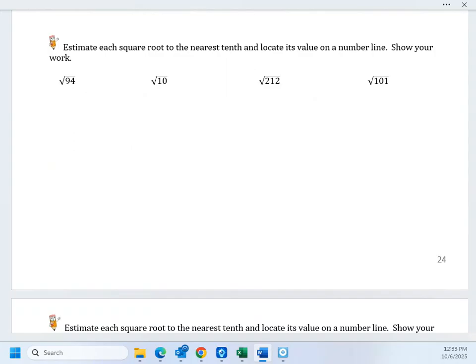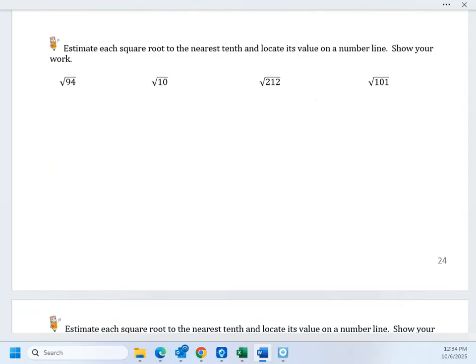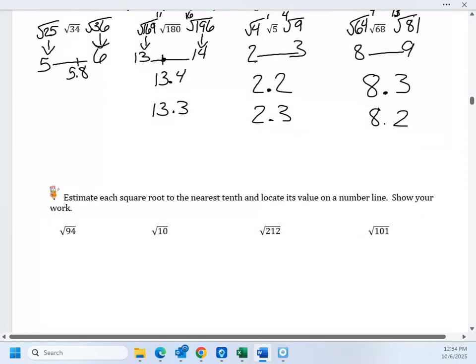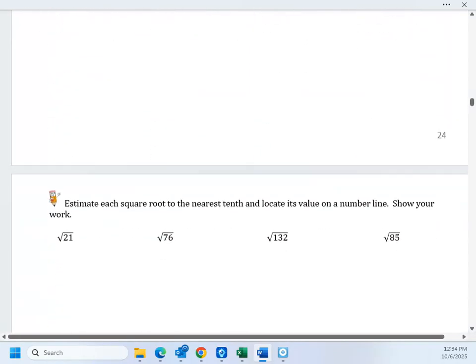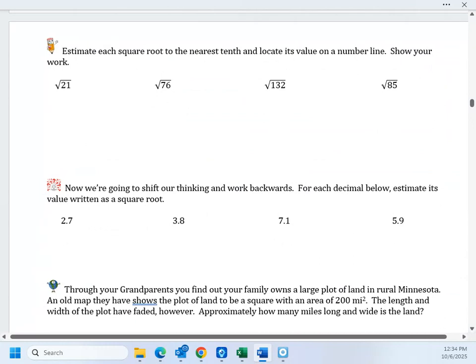What time is it? All right, you are going to work on this on your own because it's this exact same thing we just worked out here. I want to show us our second page. The top of our second page is the exact same thing. Estimate each square root to the nearest tenth and locate its value on the number line. Show your work. We're doing the exact same thing.